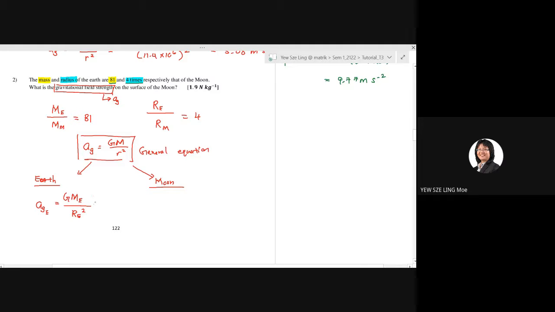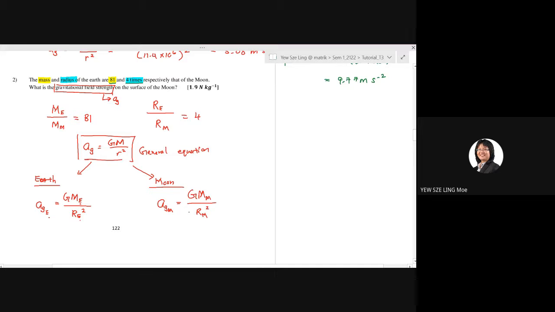So for the information that is different between Earth and the Moon, we put a subscript. If they have the same value, for example G, then you don't need to add a subscript to it. Okay, bagi nilai yang sama dalam kedua-dua equations, kita jangan tambah subscript. Bagi nilai yang berlainan sahaja kita tambah subscript. So M is different, so we put a subscript M_E, and then r is different, so we put r_E, a_g is different, so we put a_gE, right? So when it comes to the Moon, then you have a_gM equals GM_M over r_M squared.